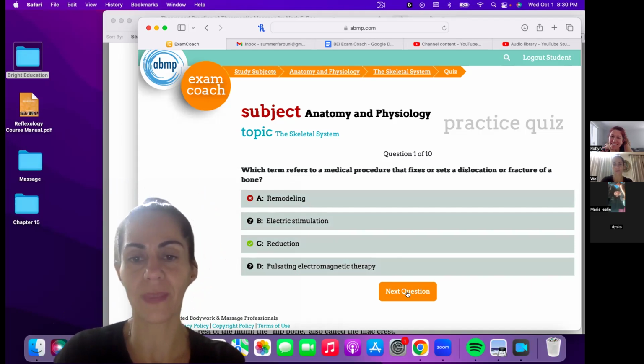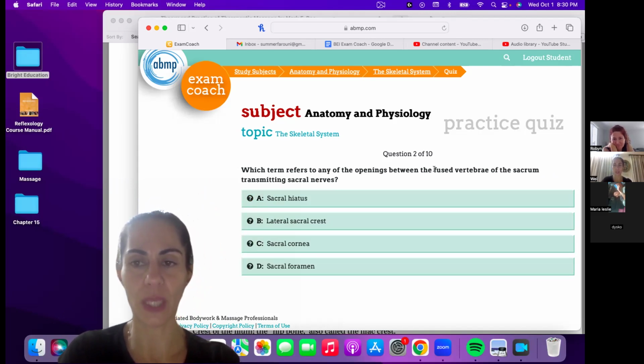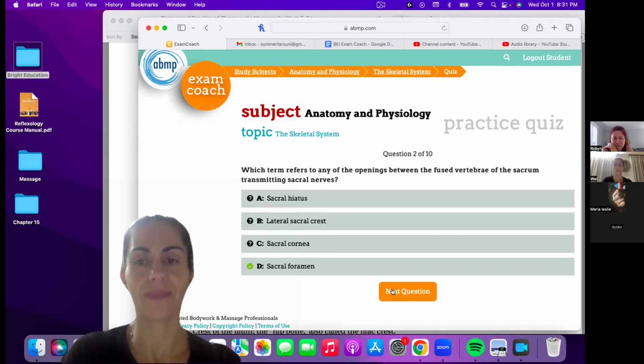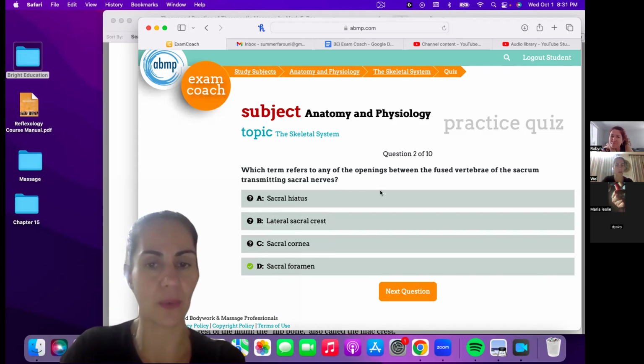Which term refers to any of the openings between the fused vertebrae of the sacrum, transmitting sacral nerves? Openings are foramen. Foramen, cornea, crest, or hiatus. I'm gonna go with foramen because I know they're little holes. Yeah, because it's an opening, right? It's where the nerve's going to come out. All the nerves are going to come out of the foramen.